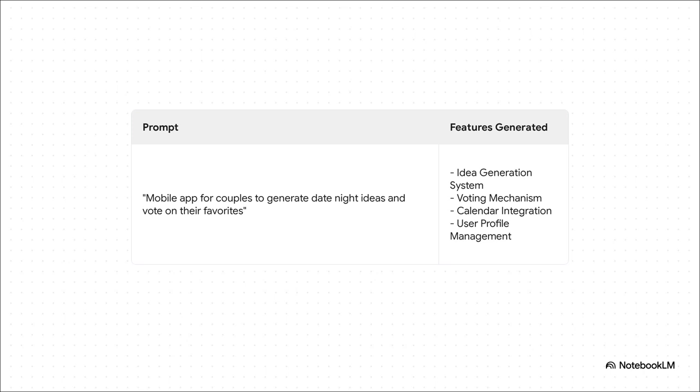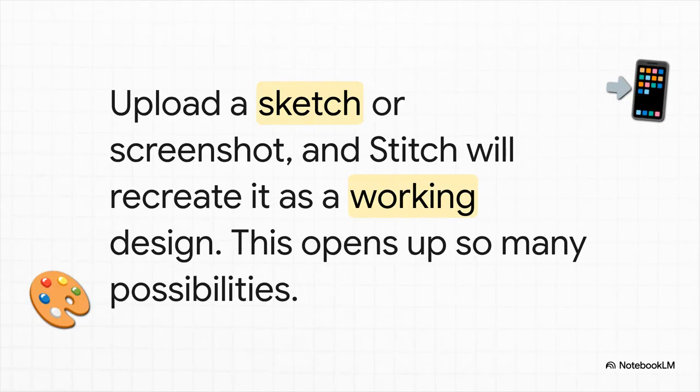It's wild. And get this, it's not even just about text. Let's say you scribbled an idea on a napkin, or you saw a screenshot of an app you love. You can actually upload that image, and Stitch will recreate it as a working, editable design. It basically reverse engineers it for you. The flexibility is just off the charts.